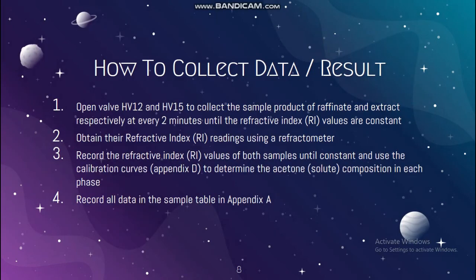Next, how to collect data or results. First, open valve 12 and valve 15 to collect the sample product of raffinate and extract respectively at every 2 minutes interval until the refractive index values are constant. Second, obtain their refractive index readings using a refractometer. Third, record the refractive index values of both samples until constant and use the calibration curves in Appendix D to determine the acetone, which is the solute, composition in each phase. And the last one, record all data in the sample table in Appendix A.